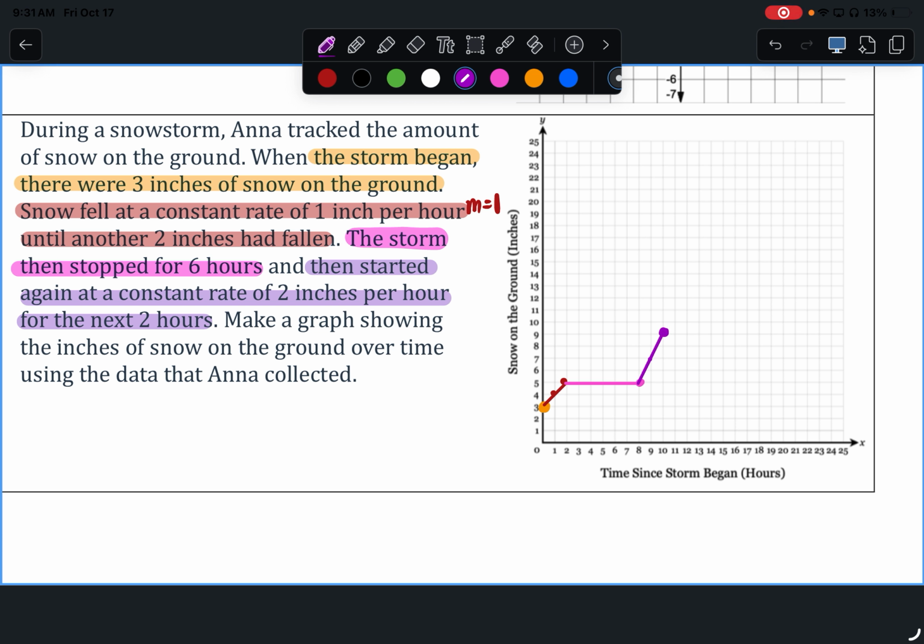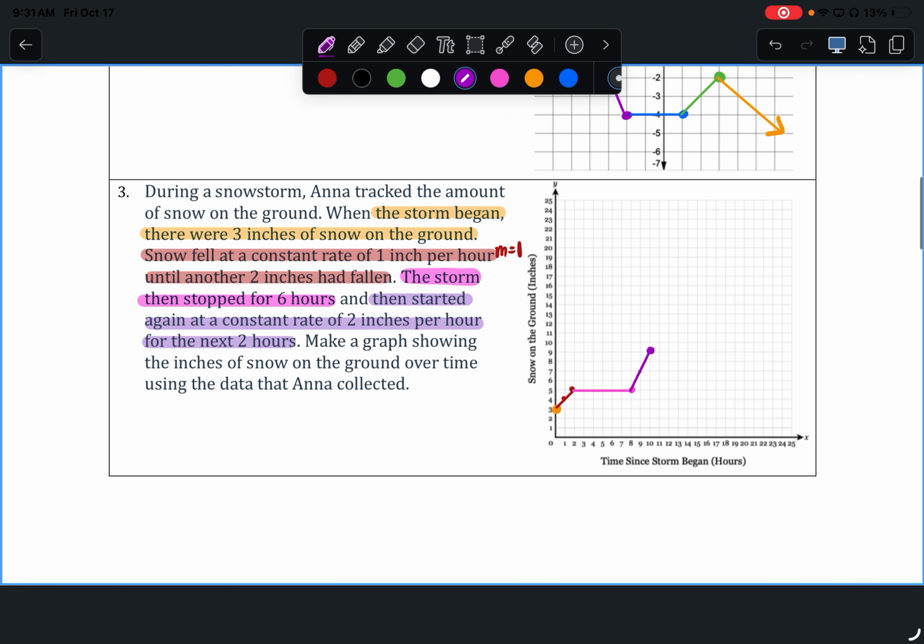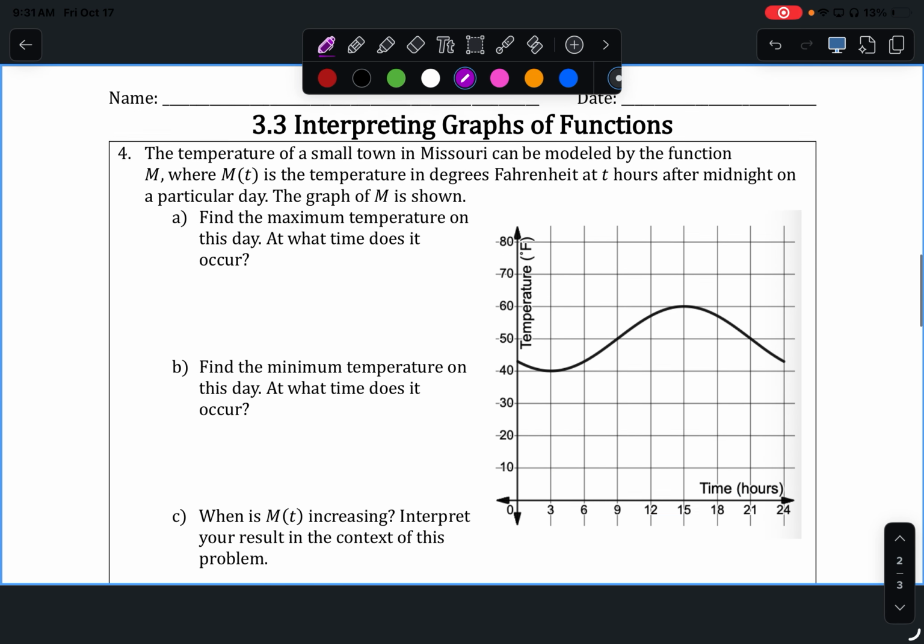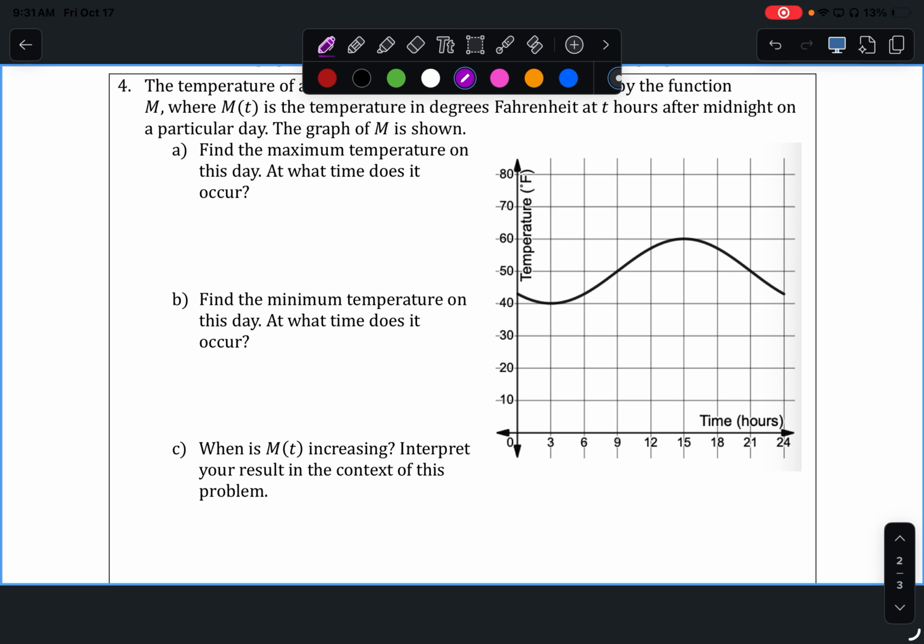So that is the graph of the inches of snow over the ground that Anna collected. That's all we have to do. It just wants us to sketch out exactly what it tells us in the prompt. If you haven't done that part of the Delta Math, go back and do that. Now that we've done an example, from here we are going to do one last example, number 4, and then y'all are going to finish up this assignment.